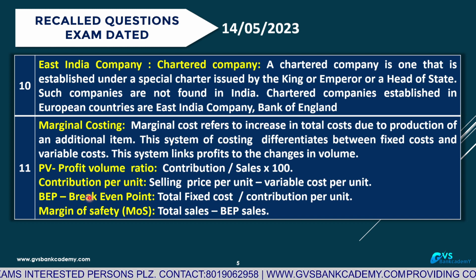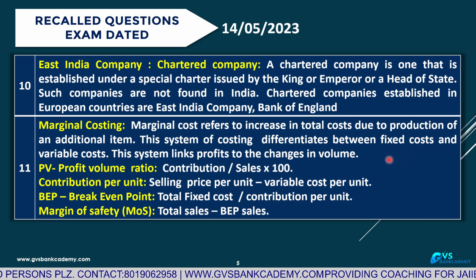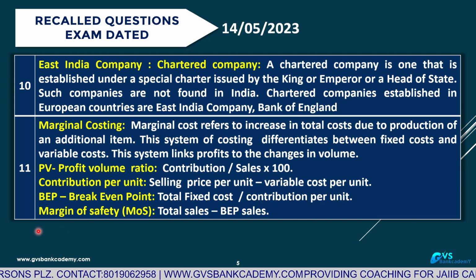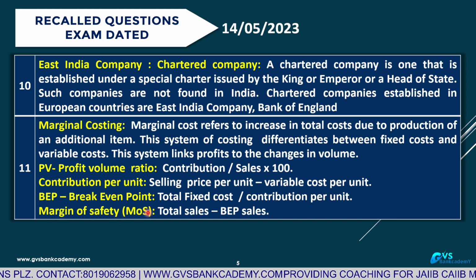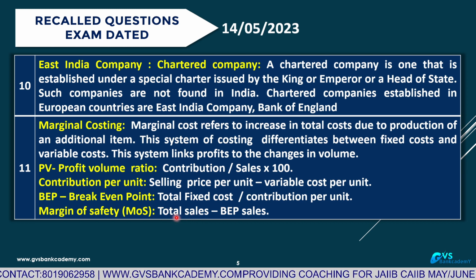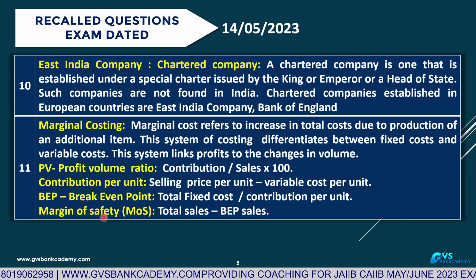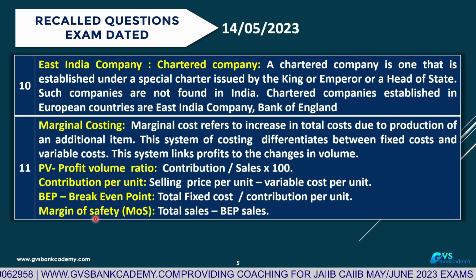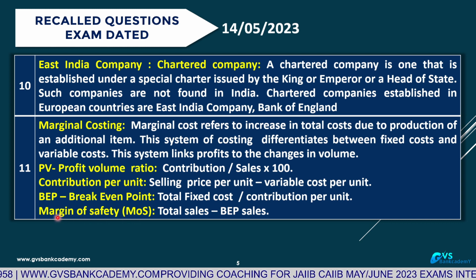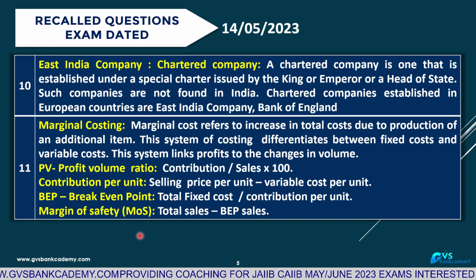Break-even point, no profit, no loss: total fixed cost divided by contribution per unit. Margin of safety sales is equal to total sales of the company or estimated sales of the company minus BEP sales. You will get margin of safety sales. Margin of safety sales means the sales on which the company is getting profit. Profitable sales.